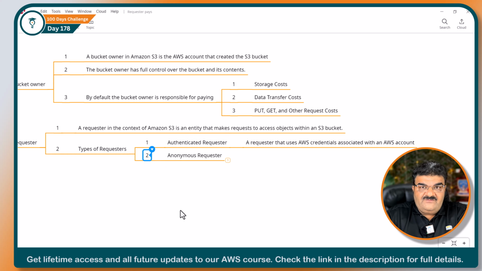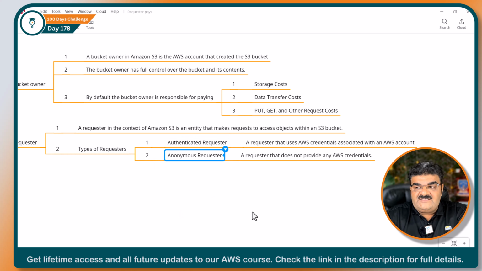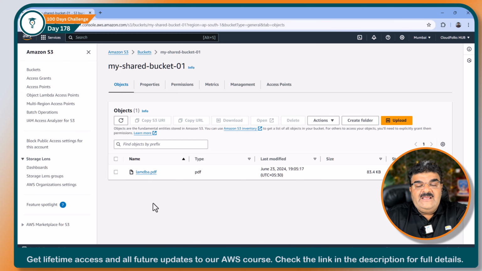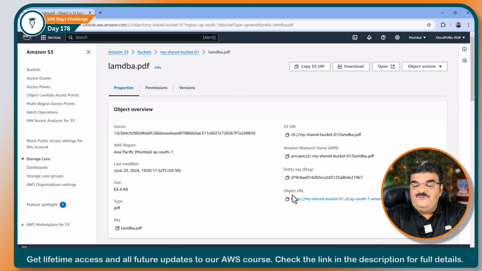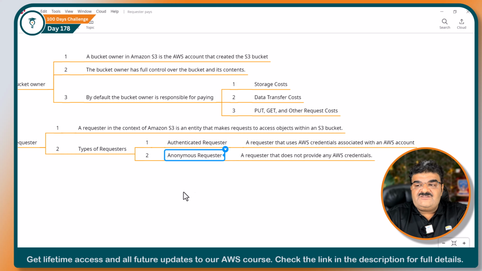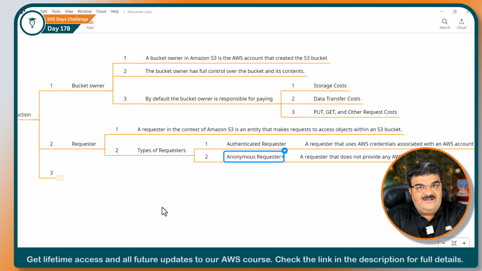There is another requester as well, we call it anonymous requester. The requester does not provide any AWS credentials. For example, if I make this particular bucket public and now all the objects are public as well. In this case, if you use the URL of my object, you can download this object. You don't need any kind of AWS account. So, a requester can be an authenticated requester or an anonymous requester.